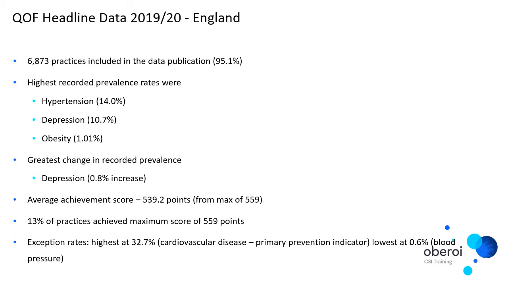For exception rates, which we'll look at in a bit more detail in a little while, the highest was for cardiovascular disease at 32.7% of patients being exception reported, and the lowest was blood pressure, which is 0.6%.